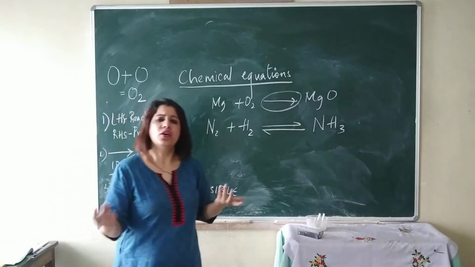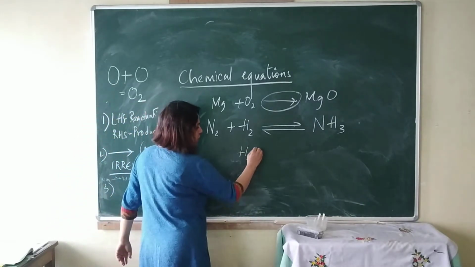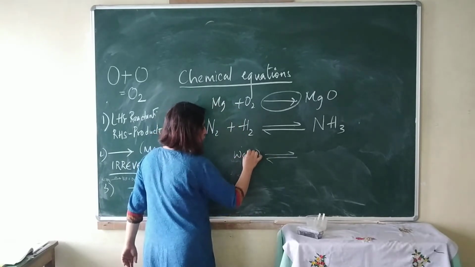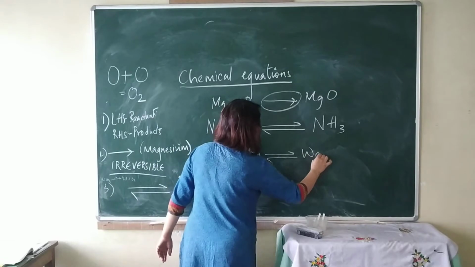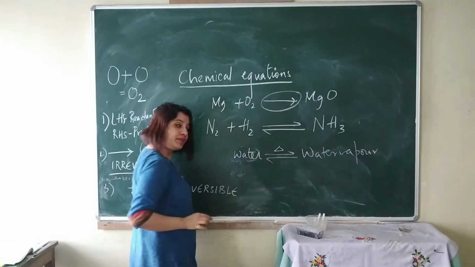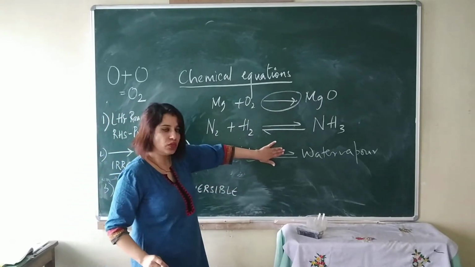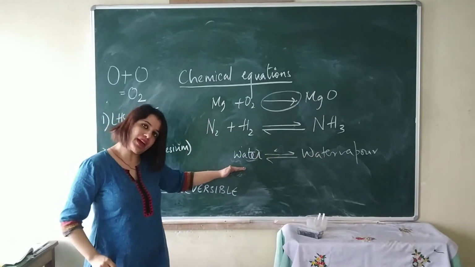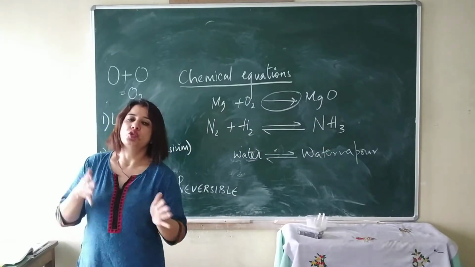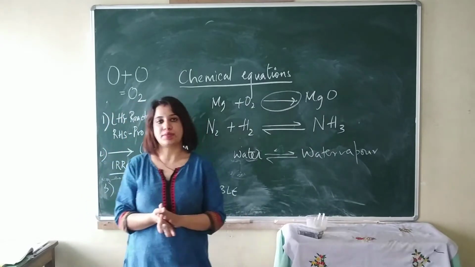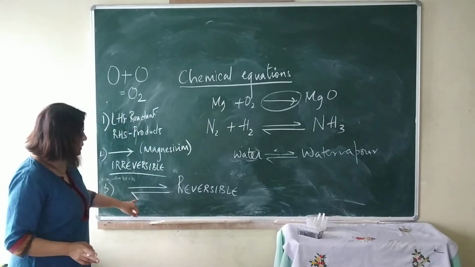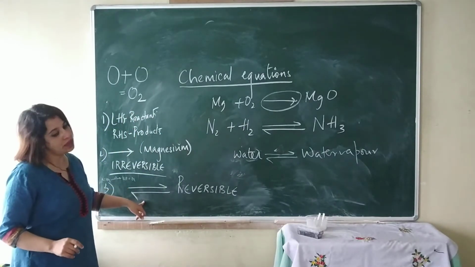For example, when we heat water, what happens? It changes into, suppose this is the liquid form, so let's write water. It changes into water vapor when I heat it, isn't it? And now when I remove the heat, what happens? The water vapor changes back to water. So this is also a reversible reaction. So if we can get back the original substance, that type of reaction is called a reversible reaction, and it is indicated by using a double arrow.